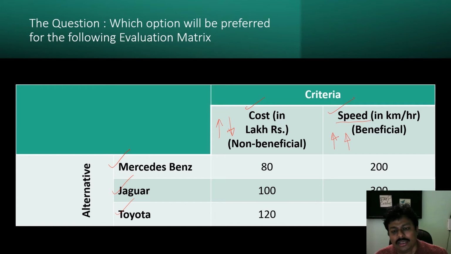So here you see, the more the cost of the alternative, the lesser is the preference. But the more the speed of the alternatives, the higher is the preference. That is why speed is a beneficial criteria, and cost is a non-beneficial criteria. And these arbitrary values are given here for the example.